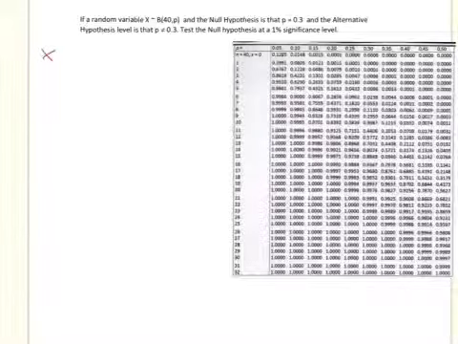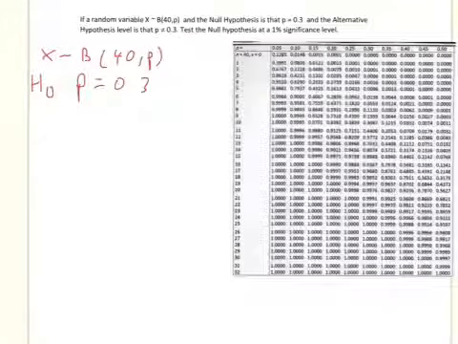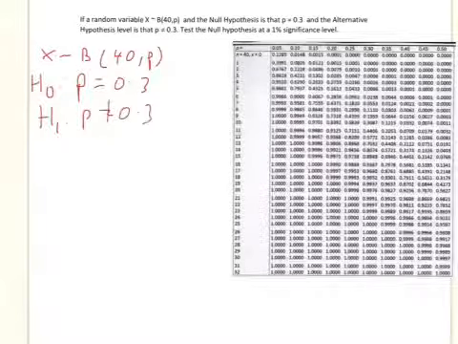What distribution have we got? We've got a binomial distribution. So that's B(40, p). The null hypothesis is that p is 0.3. The alternative hypothesis is that p is not 0.3. And the significance level this time is 1%.